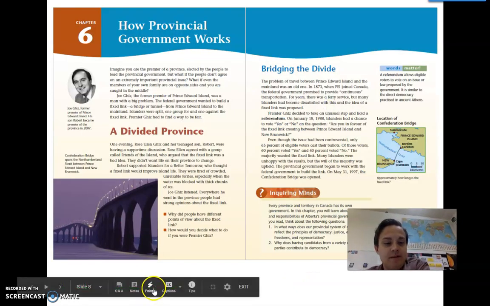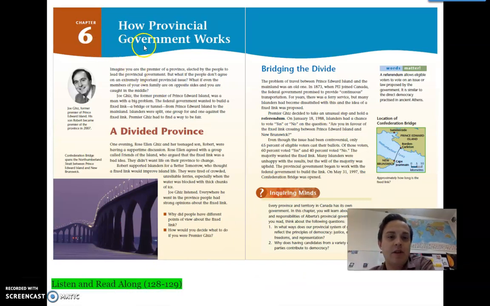Okay, so listen and read along. Chapter 6, How Provincial Government Works. Imagine you are a premier of a province, elected by the people to lead the provincial government. But what if the people don't agree on an extremely important provincial issue? What if even the members of your own family are on opposite sides and you were caught in the middle?